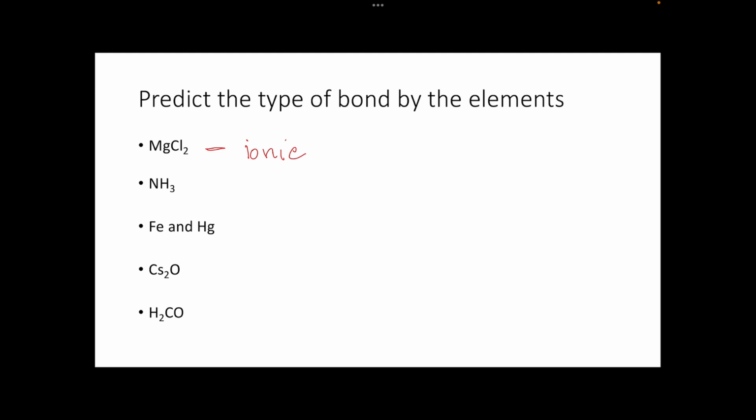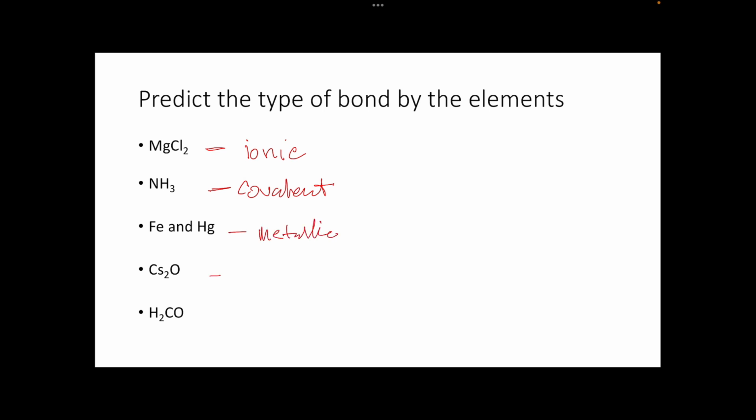All right, let's look at the next one, nitrogen and hydrogen. Now, even though hydrogen is over on the left, it is still a nonmetal. They just put it on the left because of the electron configuration. So this one is actually 2 nonmetals, so it will be covalent. All right, next one, iron and Hg, Fe is iron, and Hg is mercury. All right, so these are 2 metals. They're actually 2 transition metals, so this is going to be a metallic bond.